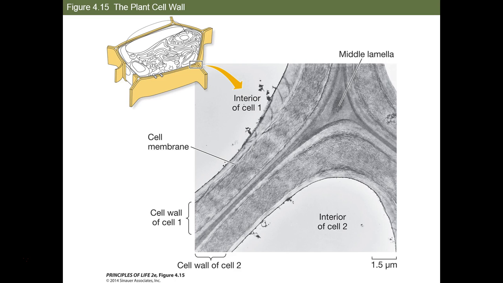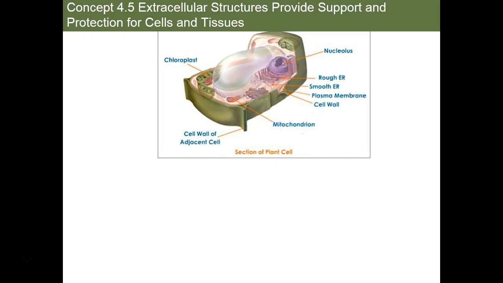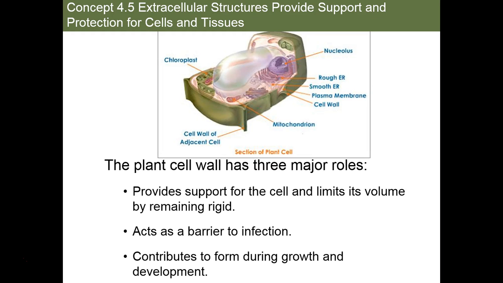In this picture here, you can see the thick cell wall of two cells. This important structure has a few roles within plant cells. Plant cell walls provide support for the cell and limit the volume of the cell by remaining rigid. They also act as a barrier to infection and contribute to form during growth and development.